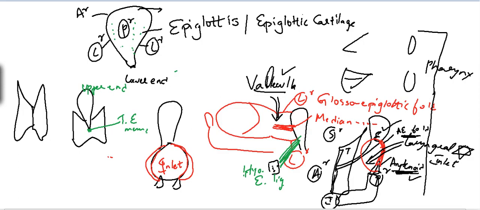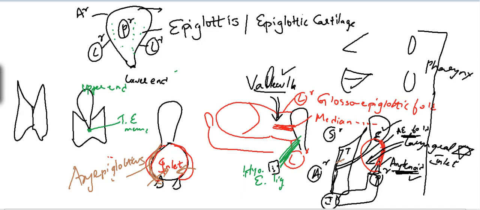A muscle present within the aryepiglottic fold of mucous membrane, extending from arytenoid towards the lateral border of epiglottis, is called Aryepiglotticus. Contraction of this muscle results in closure of the laryngeal inlet. So this laryngeal inlet is going to close when the Aryepiglotticus muscle contracts.